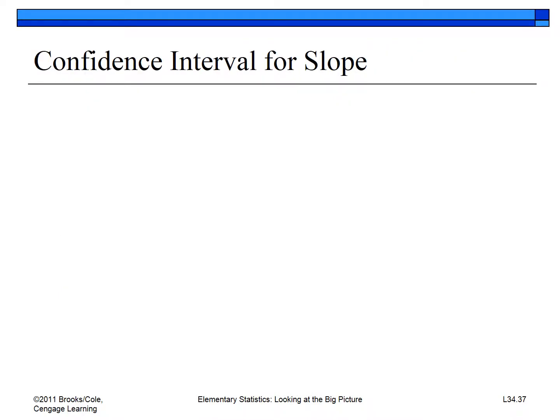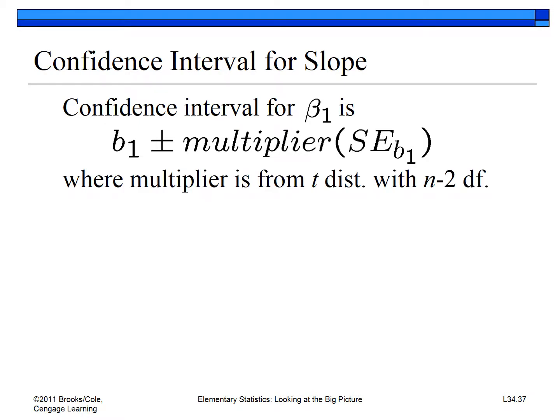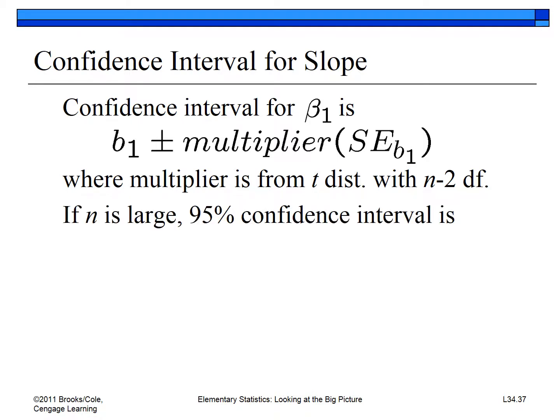So let's look at some of these confidence intervals. Remember, the confidence interval will be the point estimate, that's B1, that's our slope in our sample, plus or minus the right multiplier times the standard error for B1. The multiplier is coming out of the t distribution with n-2 degrees of freedom. If the sample size is at least 31 or 32, something like that, you can just use the z multipliers. So for a big sample size, bigger than 31 or 32 or so, we can use a multiplier of 2.